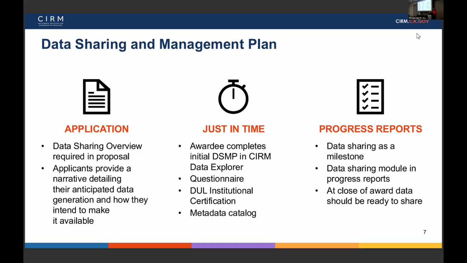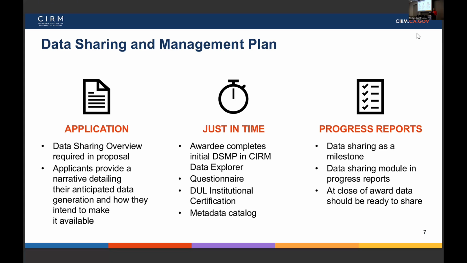In the just-in-time process, which is in between when they've been notified of the award and when the award actually starts, they're going to complete what we call the initial data sharing and management plan. That's in our Data Explorer. It involves a certain subset of metadata that they have to input, and we mark that as required at just in time. Again, that's just to make them be thinking ahead and planning.